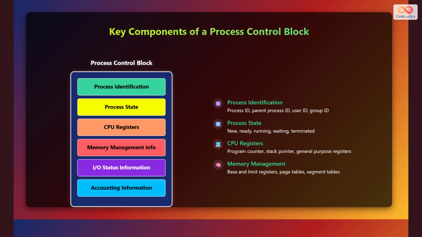Third is the central processing unit, or CPU registers. These are the values stored in the CPU's registers when the process was last running, including the program counter, stack pointer, and general-purpose registers. Fourth is the memory management. This includes information about the memory allocated to the process, such as base and limit registers, page tables, and segment tables, enabling the operating system to manage memory allocation and protection.